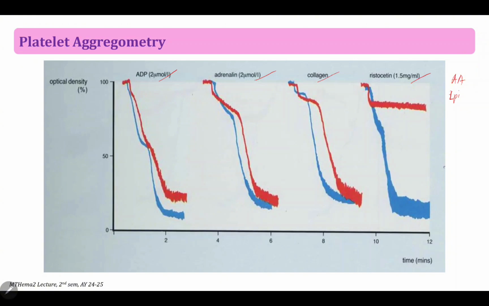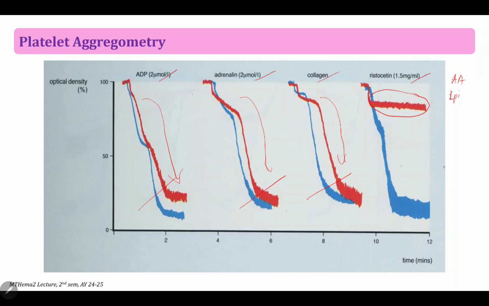Okay, so back to the example here on our screen, you can see that the results show a normal aggregation to ADP, adrenaline, and collagen, because their light transmittance became normal. So, meaning to say, the aggregation results were okay in response to these different agonists. Now, all of them have a normal response except with ristocetin, as you can see here.